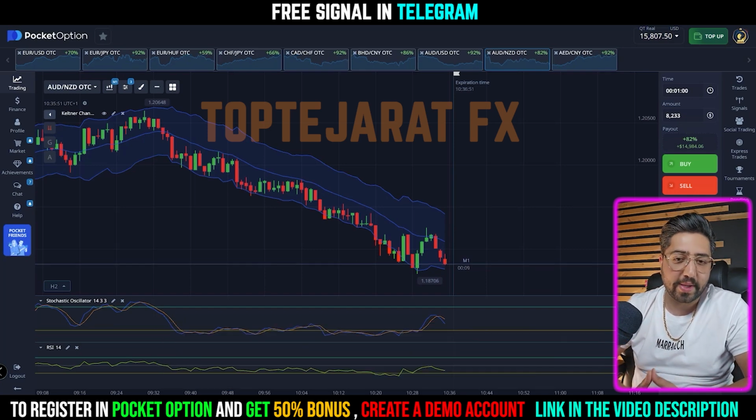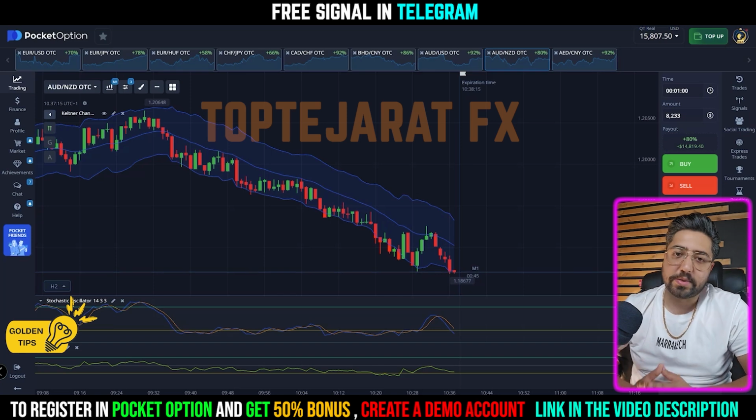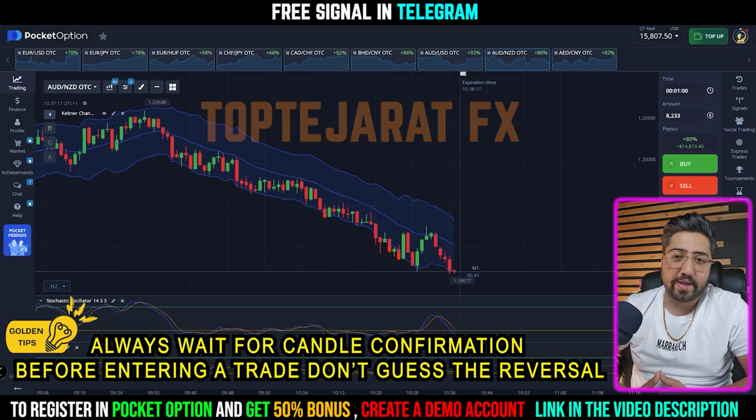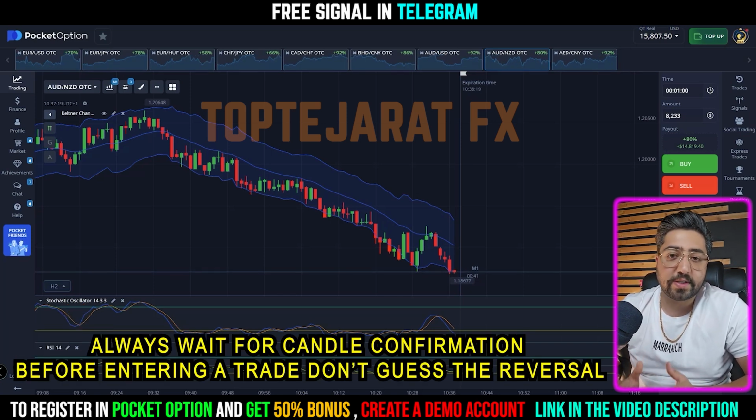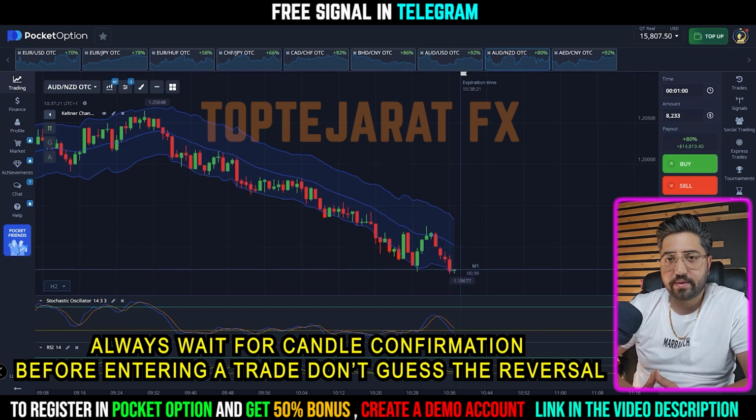And golden tip, my friend: always wait for candle confirmation before entering a trade. Don't guess the reversal, okay?